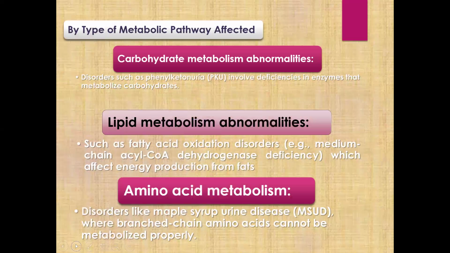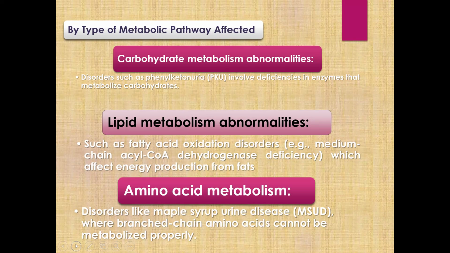Now let's look at enzymopathies being classified based on metabolic pathway affected. One is carbohydrate metabolism abnormalities. Under this, we try to look at disorders such as phenylketonuria, which is a disorder that results from deficiency in the enzyme that helps in metabolizing carbohydrate into energy.